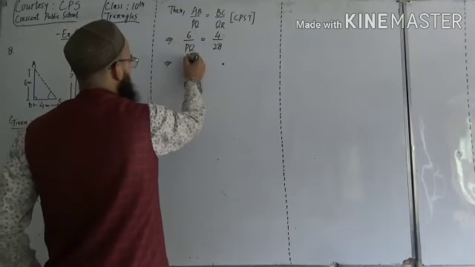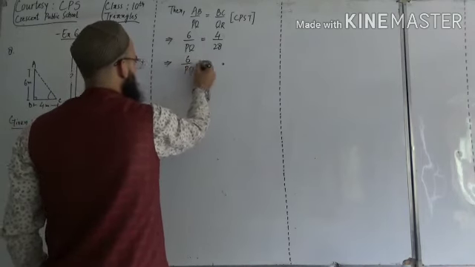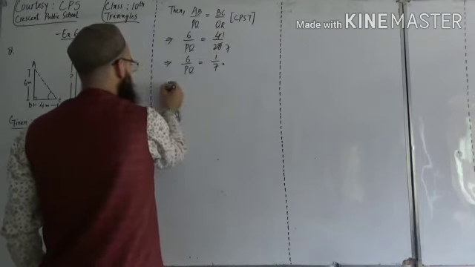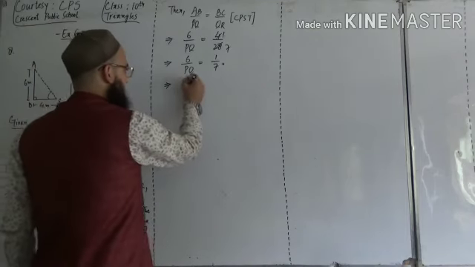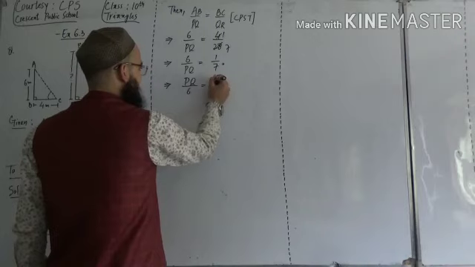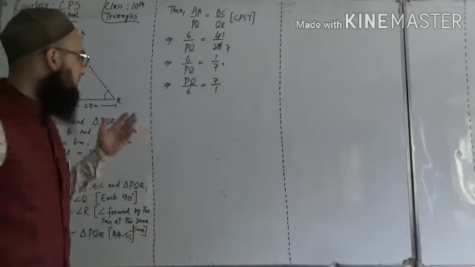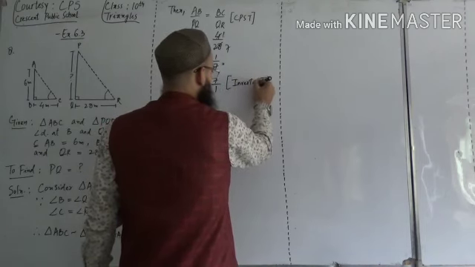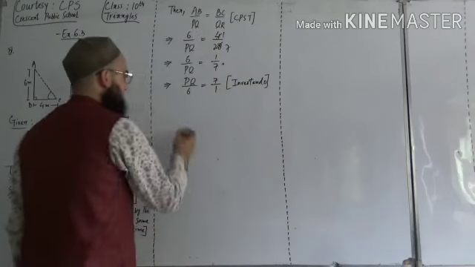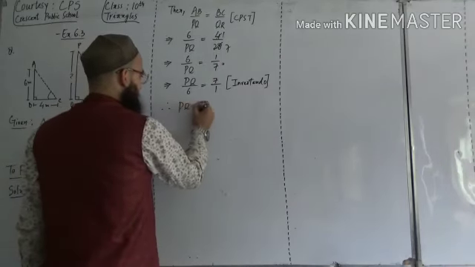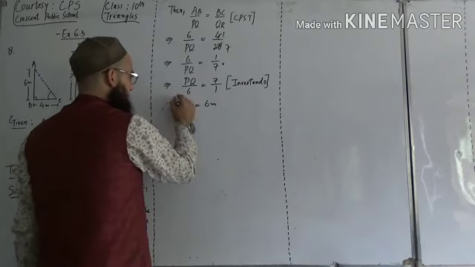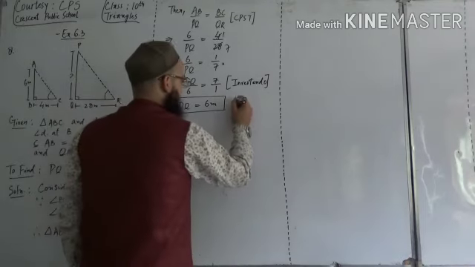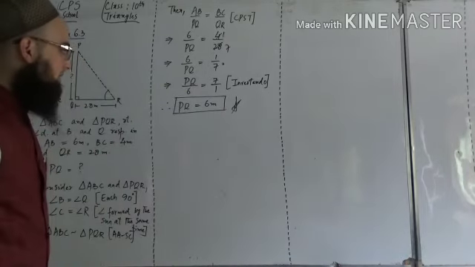Now this is 6 by PQ is equal to 4 by 28, that is 1 by 7. Now, invertendo, PQ by 6 is equal to 7 by 1. That's invertendo, or you can say I'm taking the reciprocal on both sides. Therefore, PQ is equal to 42 meters. Cross multiplication simply, and that's your answer.